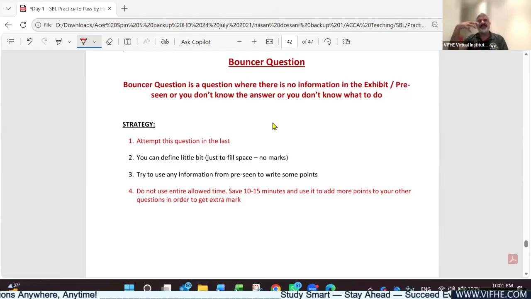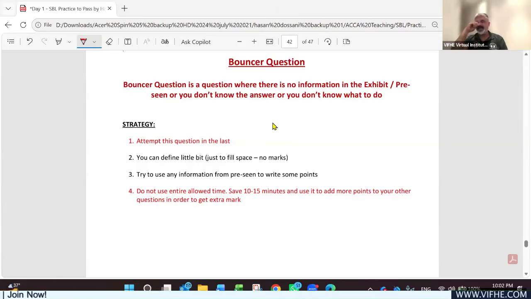These are the three topics which are very slippery, which are very subjective. Sometimes there is limited information in the exhibit. Do it in the last 1 hour. First 2 hours, try to secure marks from easy questions. Last 1 hour, difficult questions. So what are those three topics? I will repeat: culture, change management, and integrated reporting.